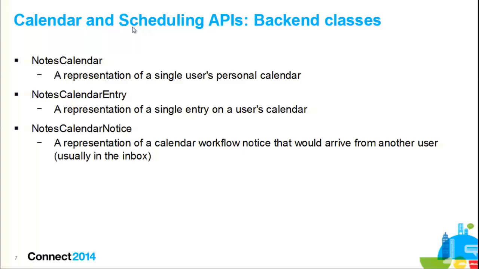And an entry is really something on your calendar. If you create an appointment, it's a Notes Calendar entry. If you create a repeating meeting, it's a single Notes Calendar entry. A Notes Calendar notice is something that got delivered to you. It's an invitation that arrived in your inbox. It's an acceptance notice, a reschedule, a cancel, an update, and whatnot. And there's different operations that you can do based on a notice or an entry, and thus those are in two different classes.